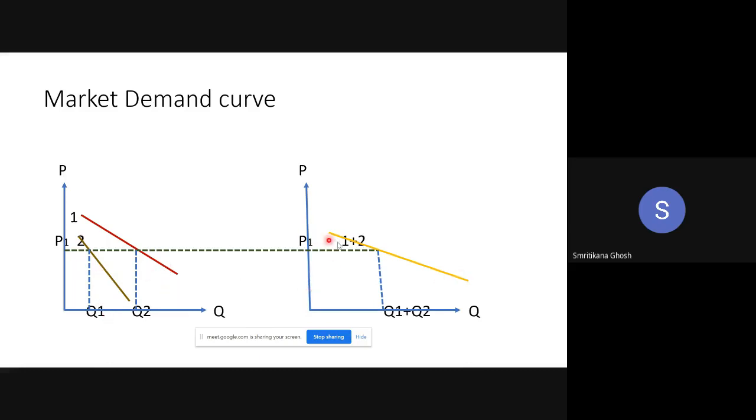So if you join all those points, that yellow line will be the market demand curve, which is actually flatter than the individual demand curves. But it is quite possible, no? For individual 1, P1 is here, Q1 is here. For individual 2, Q2 may be here. But if you add all these, the value will be larger than Q1 and Q2, and that is why the line will be flatter. This is how you get the market demand curve. So the market demand curve is the horizontal summation of individual demand curves.